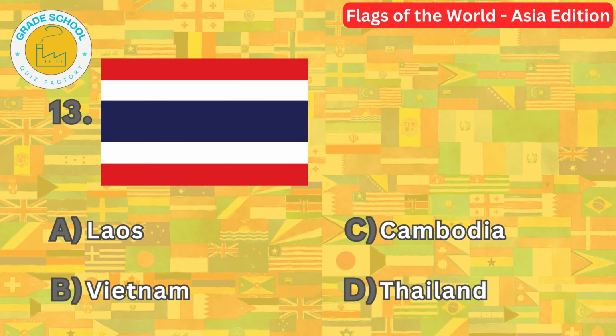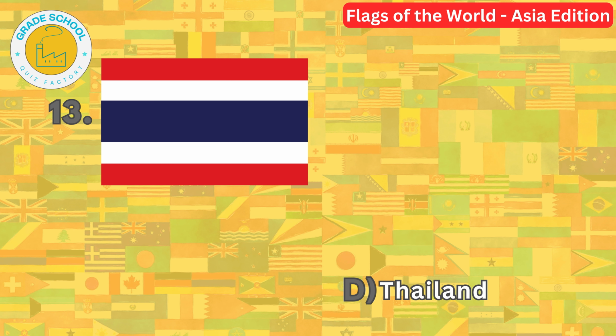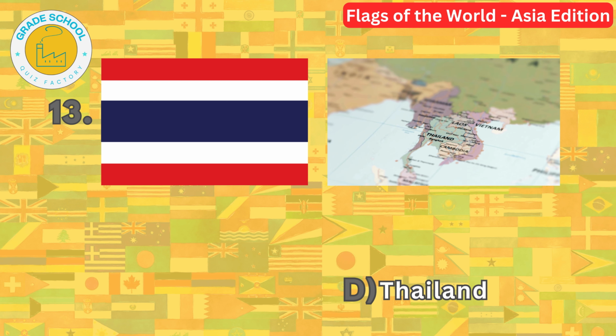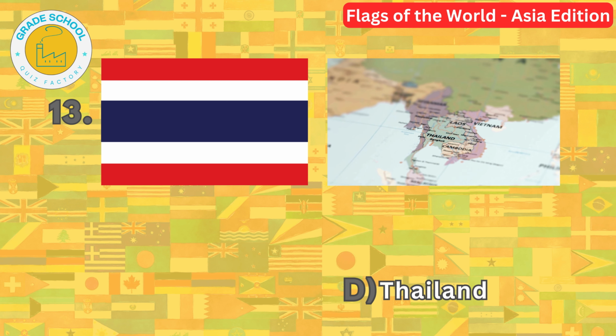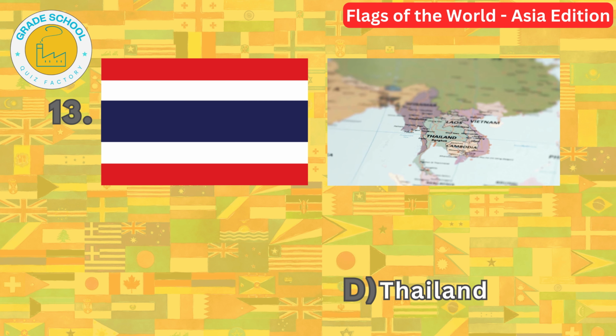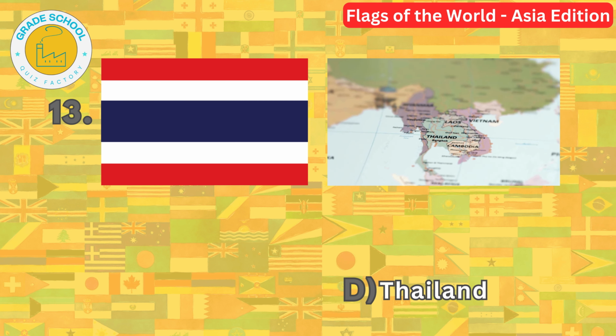Number 13. The correct answer is letter D. The flag of Thailand has 5 horizontal bands of red, white, blue, white, and red, with the blue band being twice as wide as the others. The red color signifies the blood of the nation. The white color represents the purity of Buddhism, and the blue color stands for the monarchy.